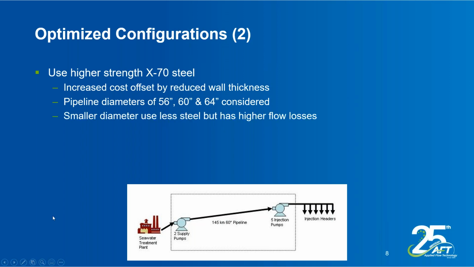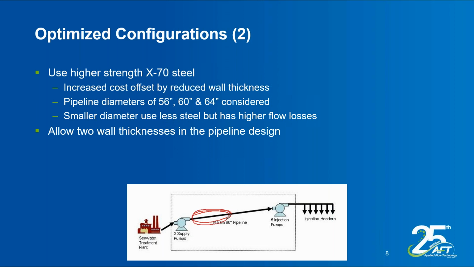So those are the 3 different diameters that they were looking at. Smaller diameter was less steel, but that would increase the pressure losses throughout the system. And so there were 2 different wall thicknesses that they were going to allow in the pipeline design. The idea was to use a larger wall thickness in the upstream part of the pipeline that would withstand the higher discharge pressures from the pumps.